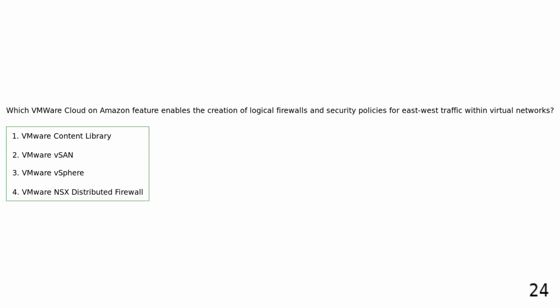Which VMware Cloud on Amazon feature enables the creation of logical firewalls and security policies for east-west traffic within virtual networks? VMware Content Library, VMware vSAN, VMware vSphere, VMware NSX Distributed Firewall. The VMware NSX Distributed Firewall enables the creation of logical firewalls and security policies for east-west traffic within virtual networks in VMware Cloud on AWS, providing granular control over traffic flowing between virtual machines.